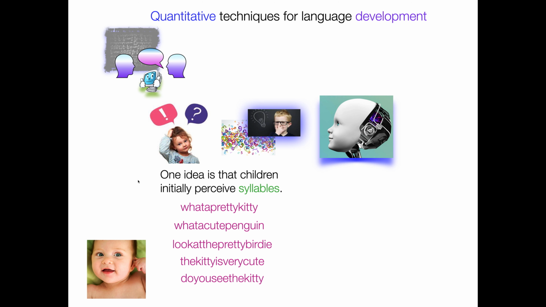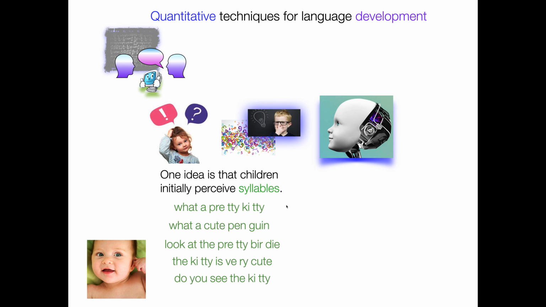And one idea, based on what we know about infant speech perception, is that children initially perceive syllables quite reliably, right? They're able to break up that acoustic stream into things that look like syllable units. So maybe something more like this. Sometimes they might correspond to a word, sometimes they might break up a word like pretty into 2 syllables, birdie into 2 syllables, but they sort of get a stream of syllables, and it's just a matter of deciding which ones go together and which ones stay apart.